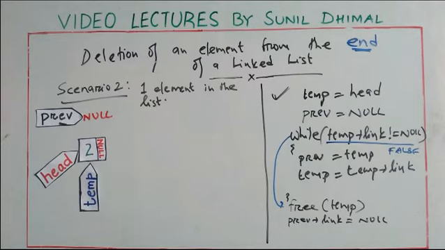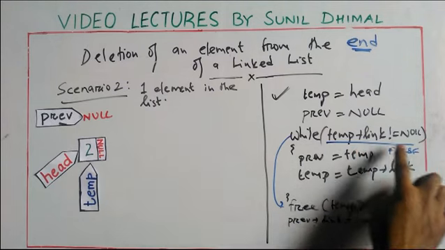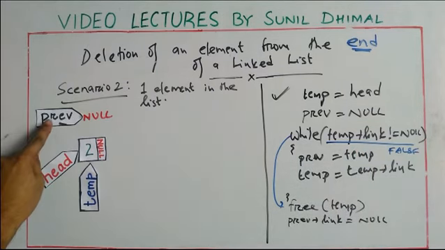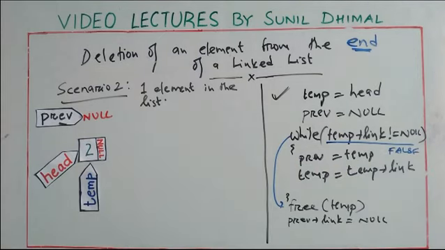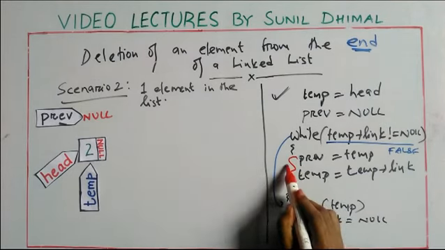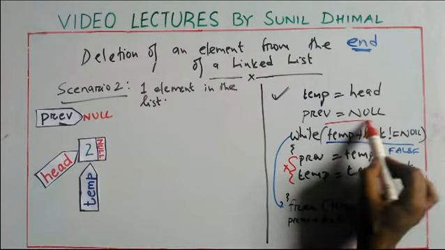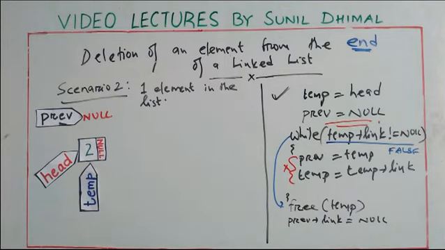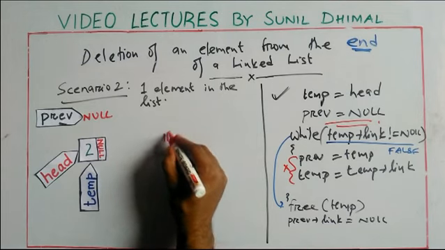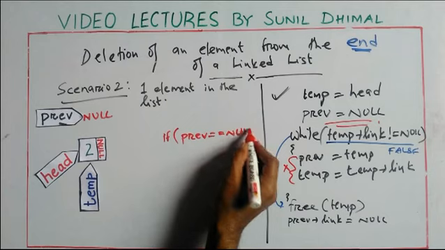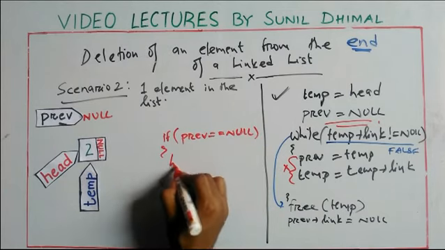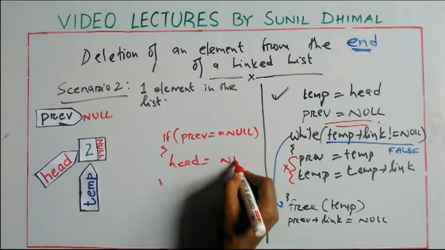So we actually need not do that. What we need to do is, in case there is just one element in the list, previous would always be null, because if there's just one element, the statements inside the while loop are not executed, hence previous will be null. So if previous is null, that means we just have one element. So in scenario 2, what we need to do, if previous is equal to null, you need to take care of this by making head equal to null, right?